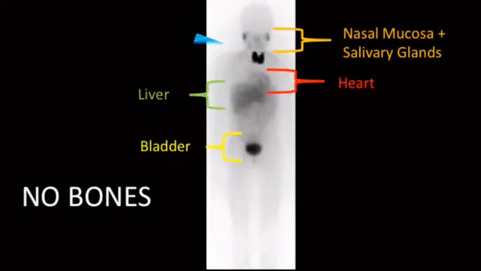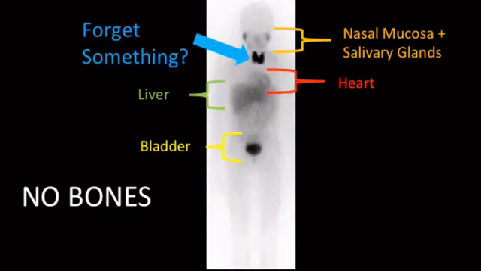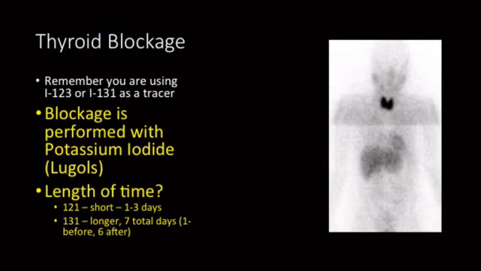Okay, so what about this guy? I wonder if he forgot something. What we've got here is inadequate blockage of the thyroid. Thyroid blockage, what does that mean? Remember, we're giving iodine 123 or 131 as a tracer agent. That has the potential, especially if you're giving 131, to injure the thyroid gland. So you give a blocking agent, a high potassium or high iodine agent, a massive dose of iodine, and that makes the thyroid not take anything up after that.